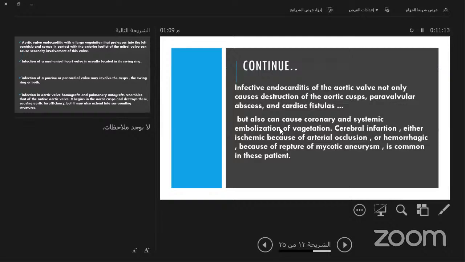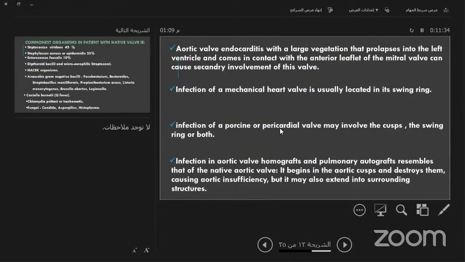Infective endocarditis of the aortic valve not only causes disruption of the cusp, paravalvular abscess, or cardiac fistula, but can also cause coronary and systemic embolization of vegetation, like cerebral infarction, either ischemic because of arterial occlusion or hemorrhagic because of rupture of a mycotic aneurysm. Aortic valve endocarditis with a large vegetation that prolapses into the left ventricle and comes in contact with the anterior leaflet of the mitral valve can cause secondary involvement of the mitral valve.